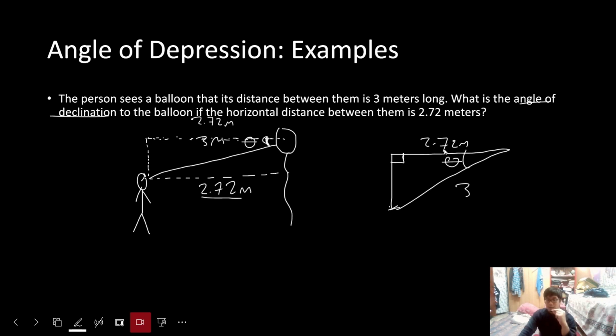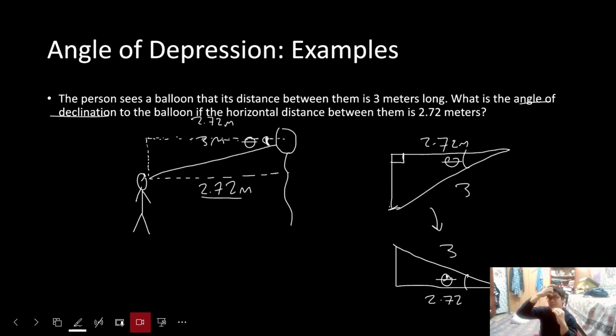So in here, imagine you flip it vertically. Once you flip it vertically, it would look like this: an angle, then a hypotenuse, then we have a base of 2.72. All right, just imagine that. Now, how will you find the angle?